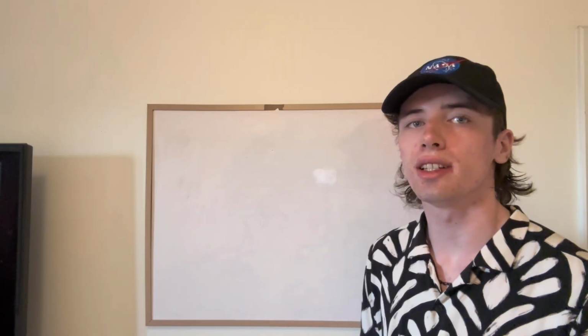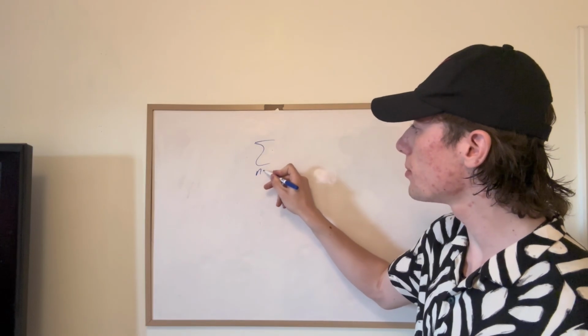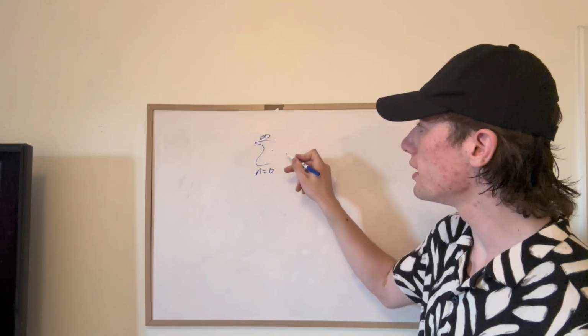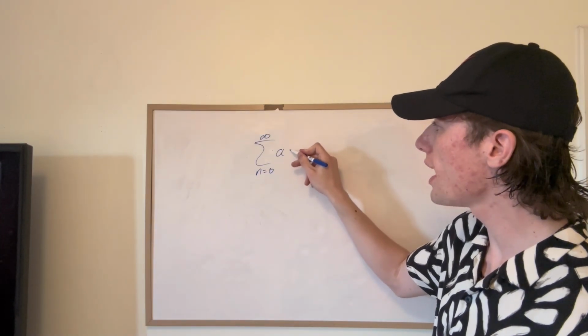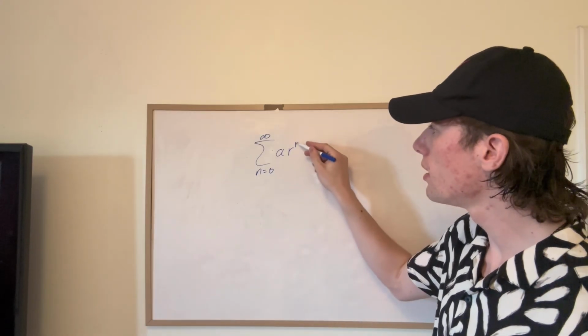All right, today I wanted to make a video about evaluating the sum of a geometric infinite series. So I'm going to talk about that and give you some context. So a geometric series is any series of the form, the sum, usually it starts from the index 0 to infinity, of some real number a multiplied by the multiplying factor r to the power of n.